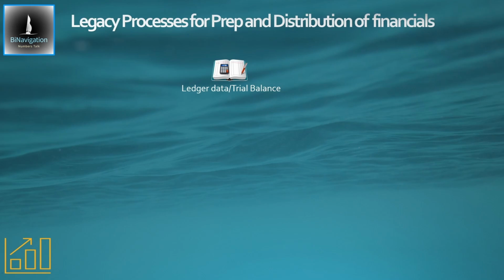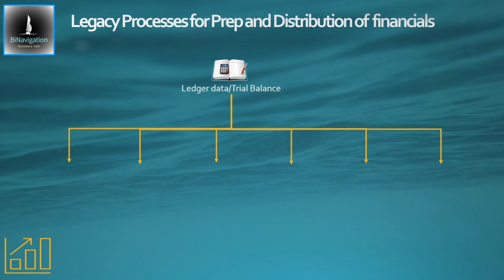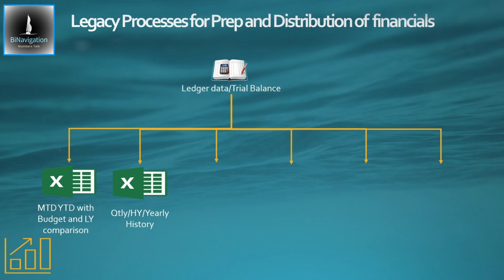So let's move on and look at how a typical set of management accounting data or statutory accounting data is pulled together. You start life off with a trial balance or some ledger data from your accounting system, and then that data will find its way into a whole host of spreadsheets. Your main one and your regular monthly one is likely to be month to date, year to date, with some budget in there and some last year in there and some comparison data. And you'll then probably also have some quarterly, half yearly, yearly history.